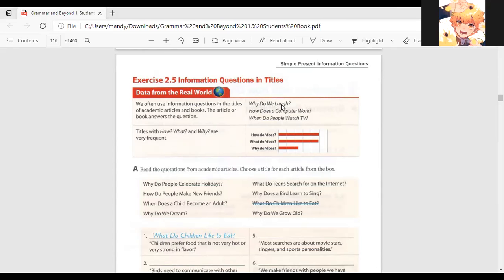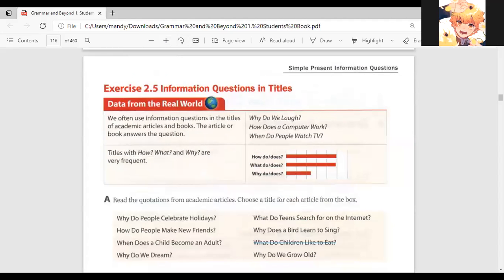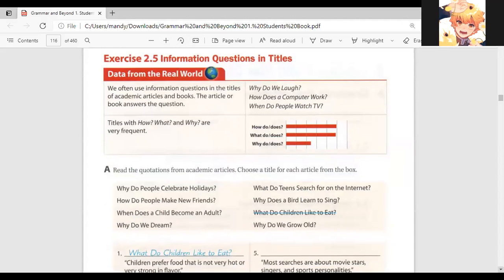Okay, for example, why do we love? With that question, you start a conversation, yes? How does a computer work? When do people watch TV? Titles with how, what, and why are very frequent. If you see here the graph, we have different questions: how, what, and why. These are the WH words that we use in the majority of the titles. So right now we read the quotations for academic articles, and you choose a title for each article that we have here, yeah?